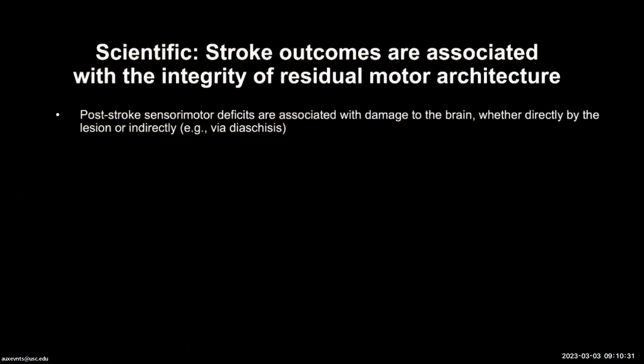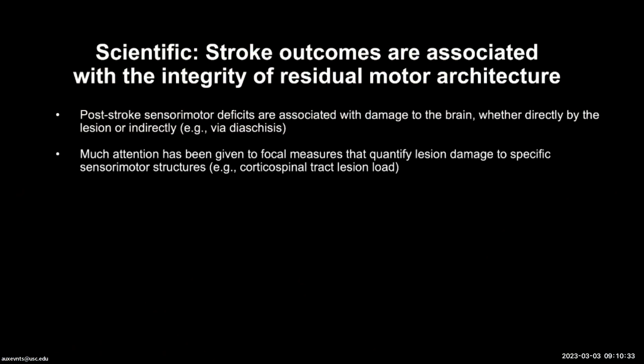So scientifically, we have been using this large data set to look at the relationship between stroke outcomes and the integrity of residual motor architecture. So post-stroke sensory motor deficits are often obviously associated with damage to the brain, whether directly by the lesion or indirectly through diaschisis. So you might see that as changes in the functional networks after the brain has a lesion, or changes in even structural networks.